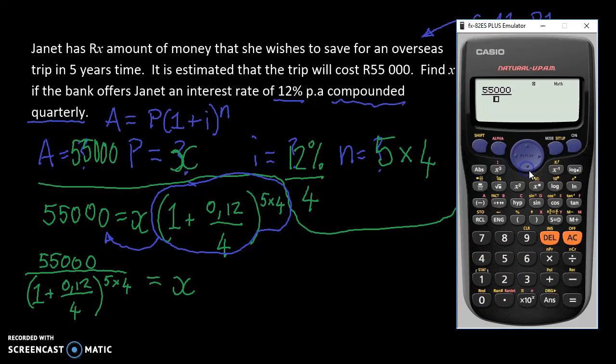55,000, so that's 3 zeros. And at the bottom, we've got 1 plus, and we'll put a bracket in, 0,12 over 4. And then we'll close the bracket, go to the power of 5 times by 4. Now, lovely one, I do know that 5 times by 4 is going to be 20. I also know that 0,12 divided by 4 is going to be 0,03. But anyway, I know what it's going to be. I didn't calculate it though. I waited for the calculator to do it because it's there and I might as well get it right the first time.